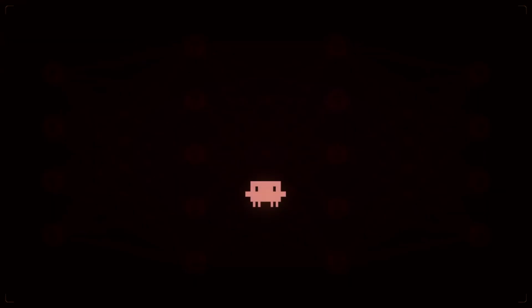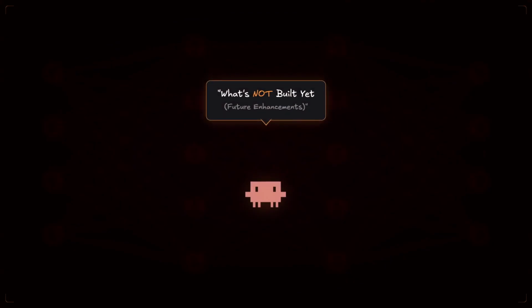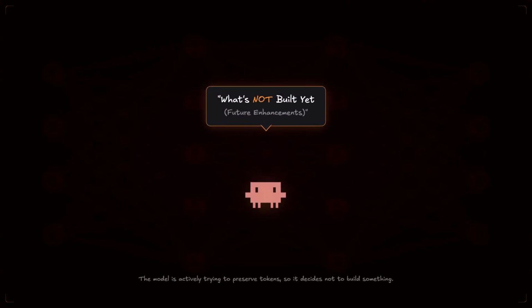And here's what happens with the model. The model decides what's not built yet. I'm going to give you some future enhancements. While I was building this presentation, the model literally did this to me while I was working on this. It decided not to build all of the things I requested, and at least it keeps track of them, but it doesn't always do that.